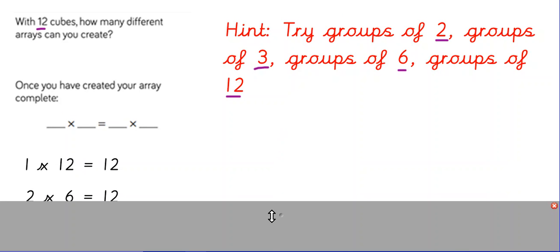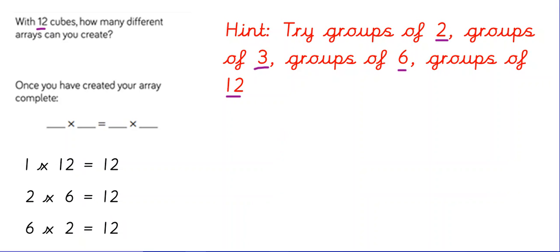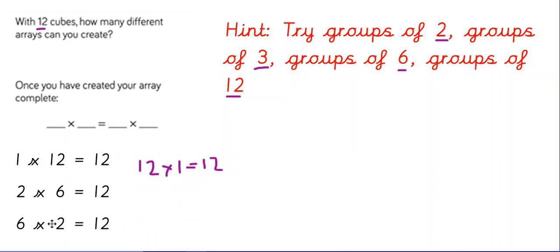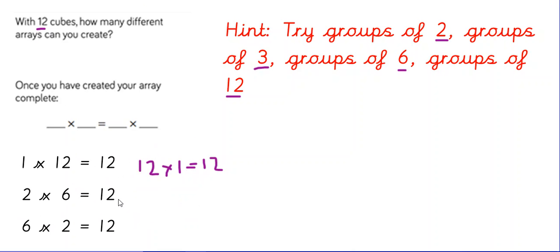Okay then, so you could have had 1 times 12 equals 12, 2 times 6 equals 12, 6 times 2 equals 12. And then here you could have also had 12 times 1 equals 12. Okay, and then this one, 6 times 2 would go on the end of 2 times 6. Okay, well done if you got that one correct.